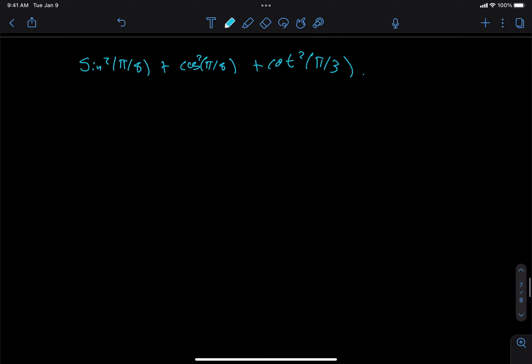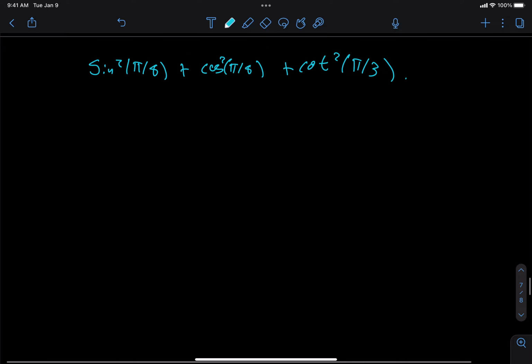So the first thing that we can recognize about this is, look, we have a lot of square terms, okay? And also the problem directions mention the Pythagorean identities, so probably we're going to try to use those. Another hint that we should use those, if the directions didn't say so, is to look at what the input is. The input is pi over 8.